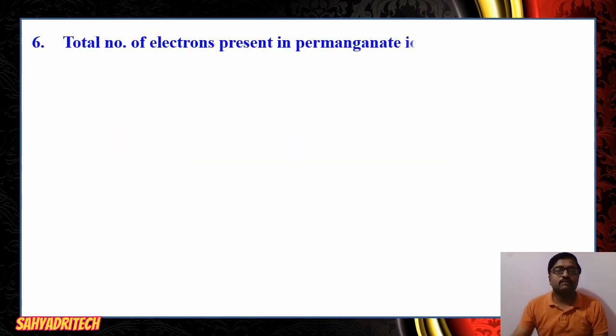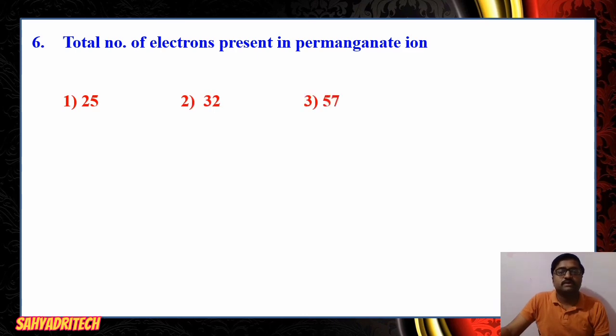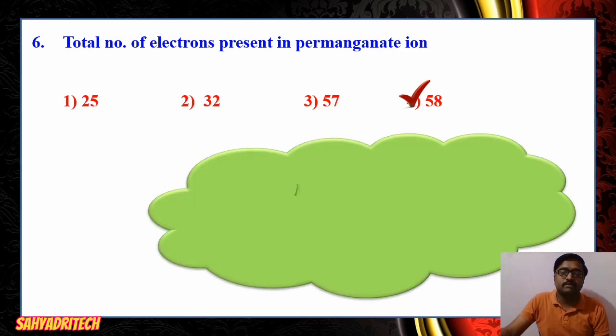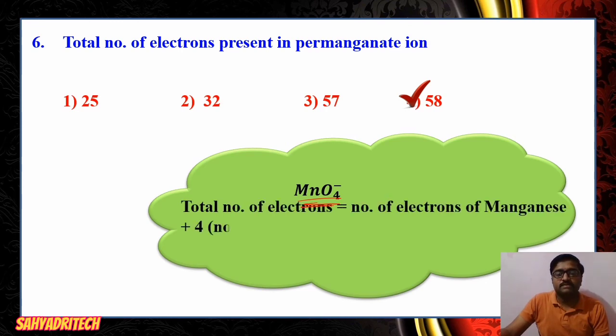Last one, the total number of electrons present in a permanganate ion. Permanganate ion. Okay, first option 25, second 32, third one 57, and fourth one 58. So answer 58. So permanganate MnO4 minus. So Mn, the total number of electrons means number of electrons of Mn plus 4 into number of electrons of oxygen minus charge of the anion, right?